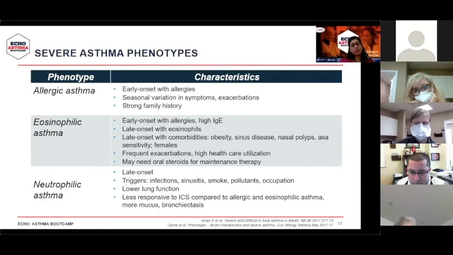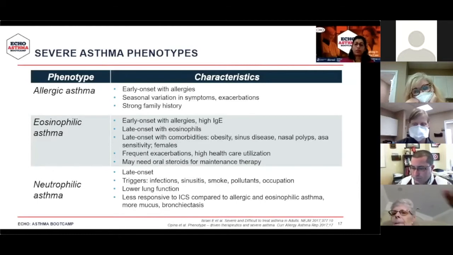And then the last is the subset of neutrophilic asthma. This is typically late onset. Unlike allergic and eosinophilic asthma, the triggers for neutrophilic asthma typically are infections, sinus disease. This can be viral or bacterial infections, exposure to smoke, exposure to occupational sensitizers or pollutants. These people tend to have lower lung function and tend to be less responsive to inhaled corticosteroids compared to the allergic or eosinophilic asthma. They tend to produce a lot of mucus and may even have bronchiectasis associated with it. So these are patients who behave more like COPD patients.